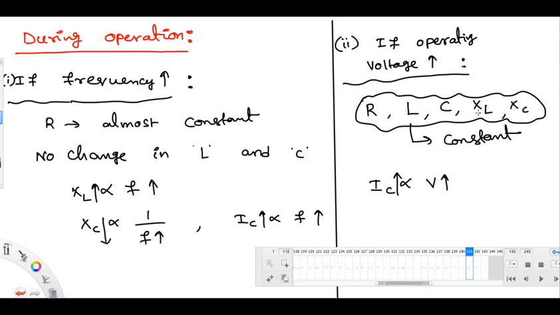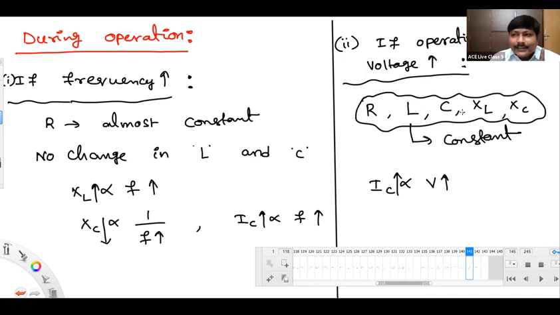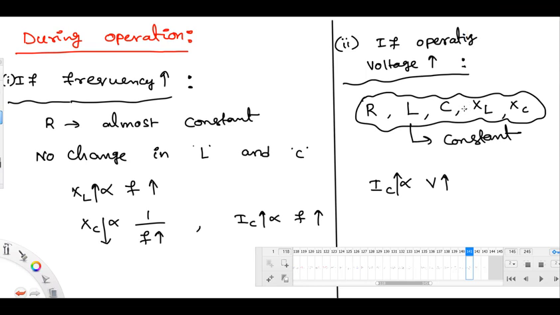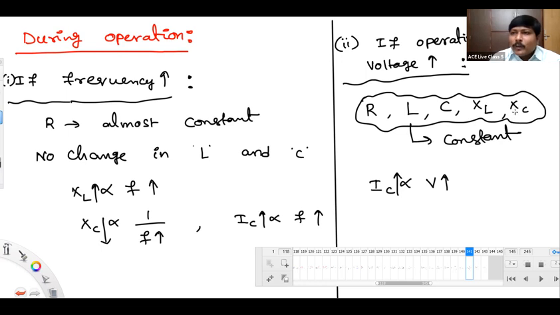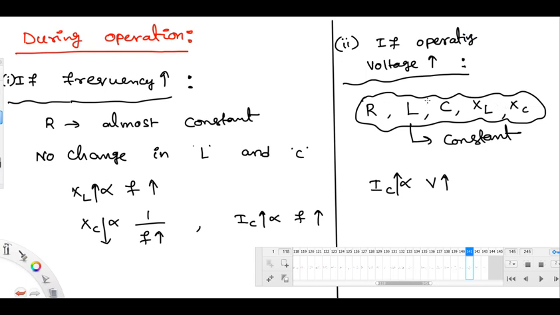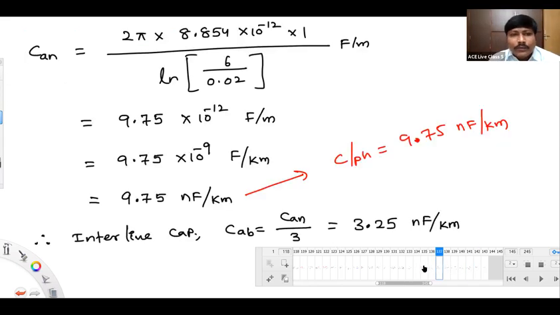XL value formula is 2 pi f into inductance. There is no voltage term in that, so XL is also constant. XC is 1 by 2 pi f into capacitance. No voltage term there also, so XC is also constant. Any other doubts you have? Sir, in that you wrote IC is directly proportional to V. That also we have discussed in the formula, I think so.